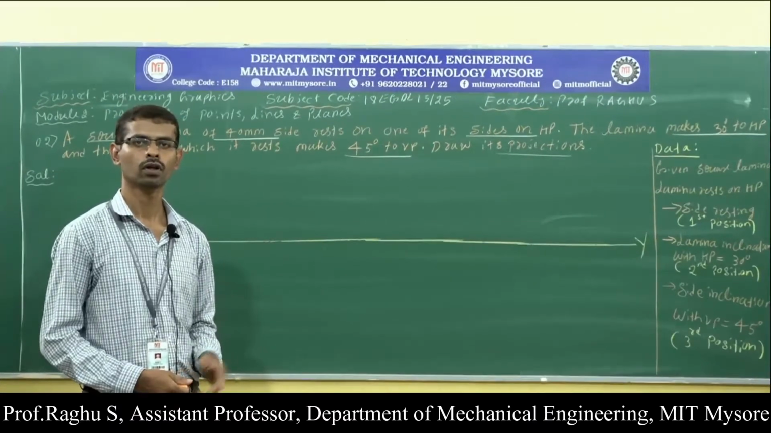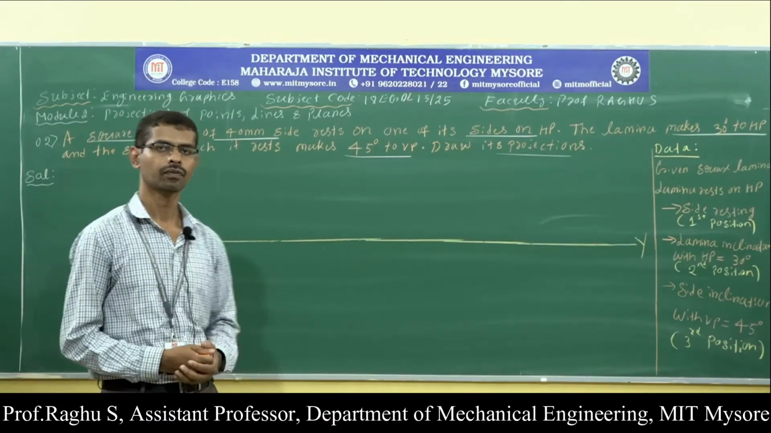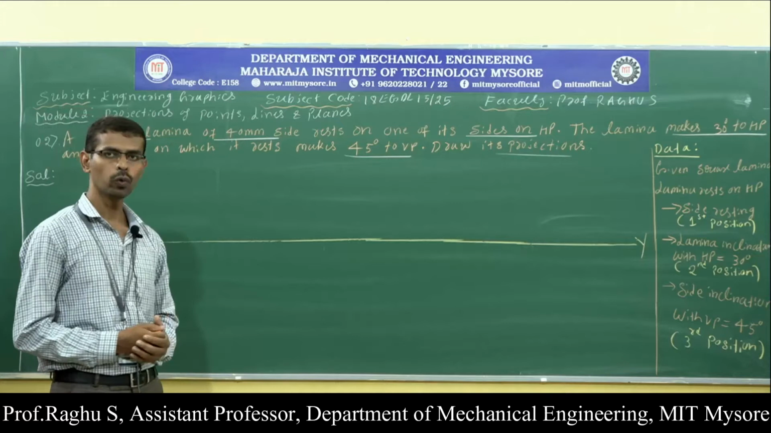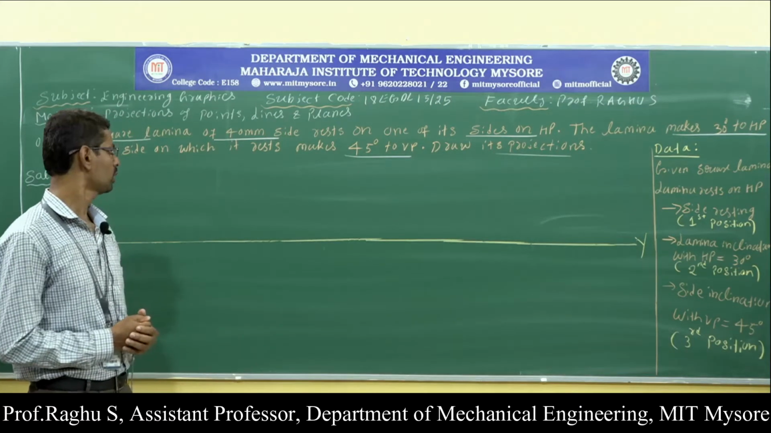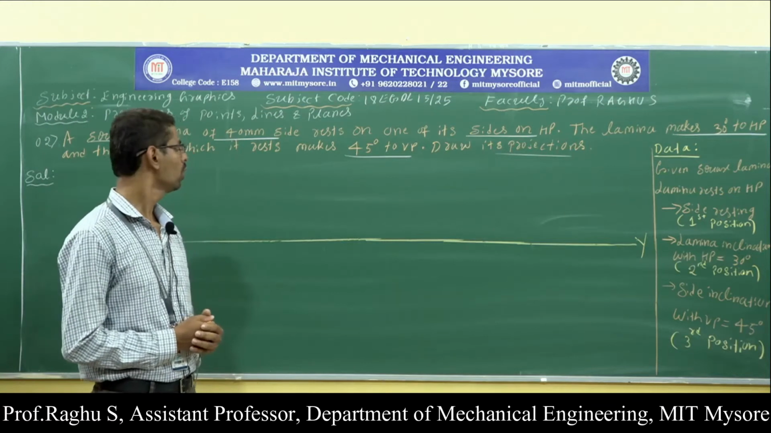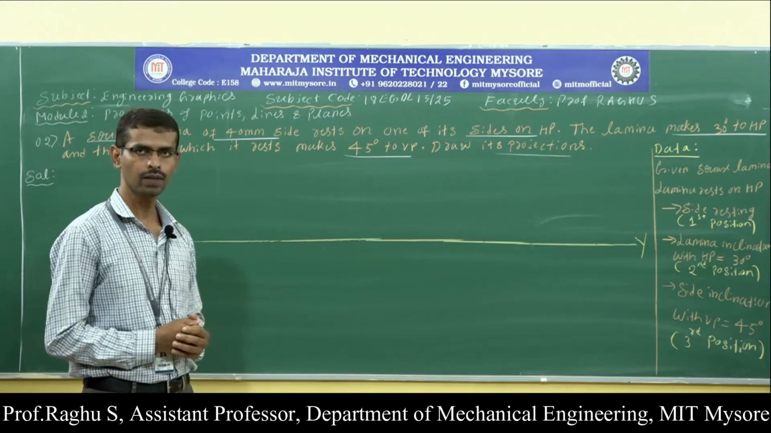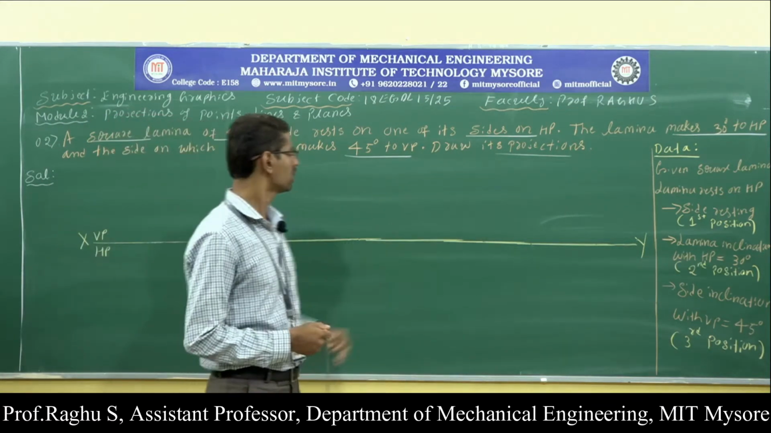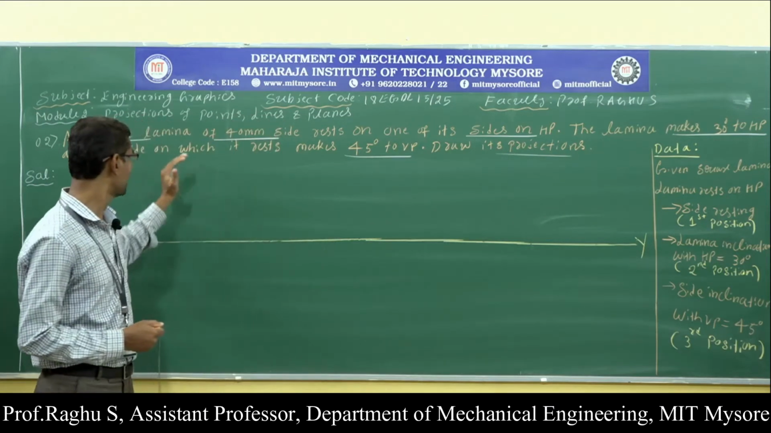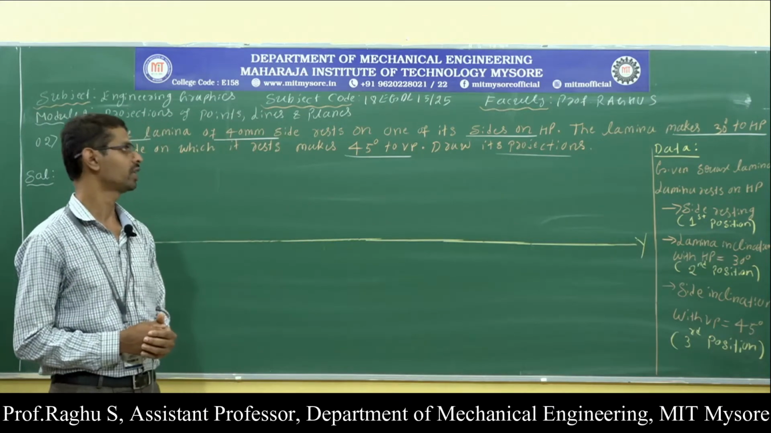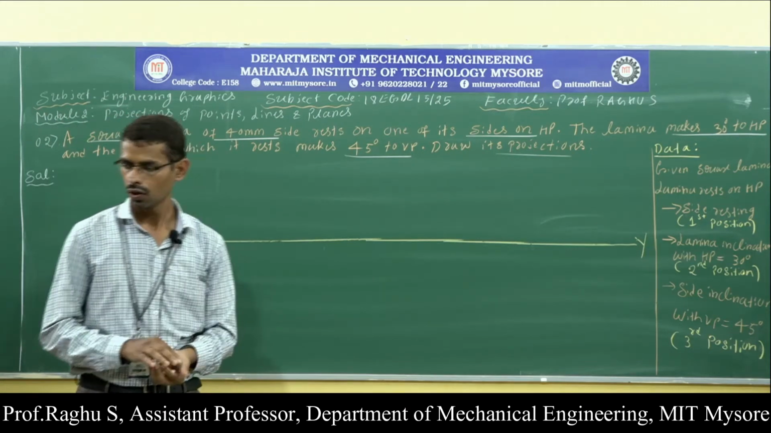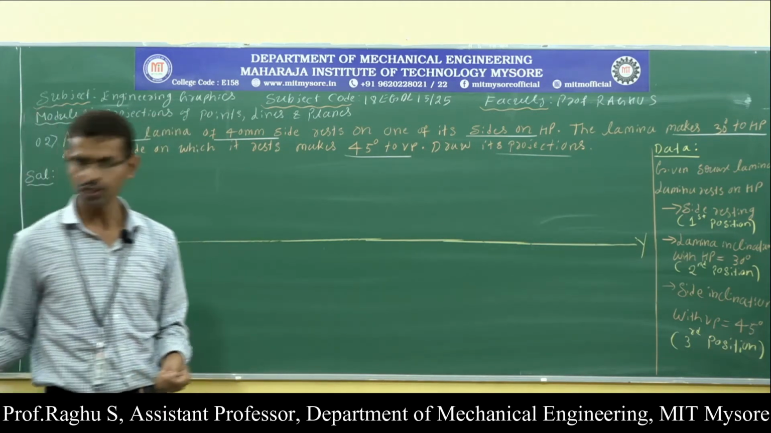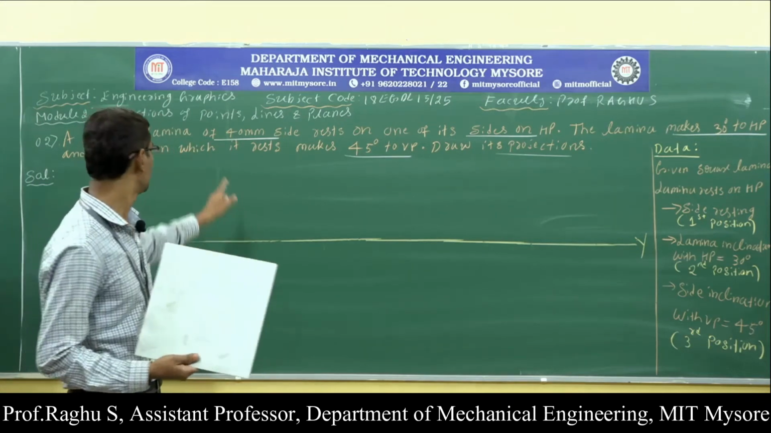Hello everyone. So next, problem number 2. A square lamina of 40 mm side rests on one of its sides on HP. The lamina makes 30 degrees to HP and the side on which it rests makes 45 degrees to VP. Draw its projections. Okay. First, note down the type of the lamina.